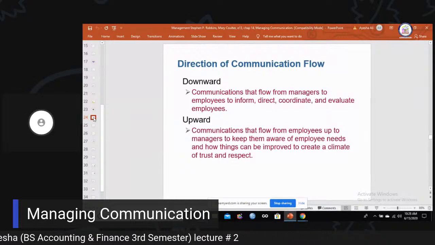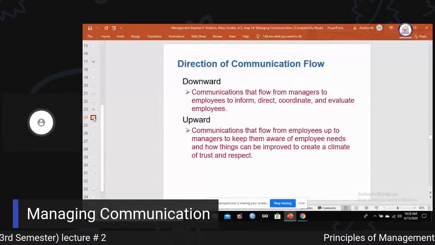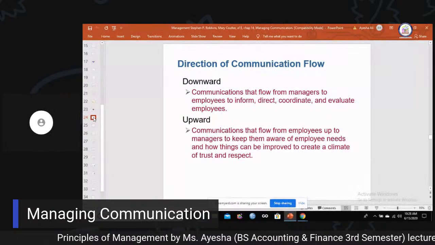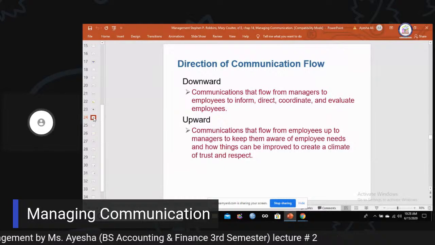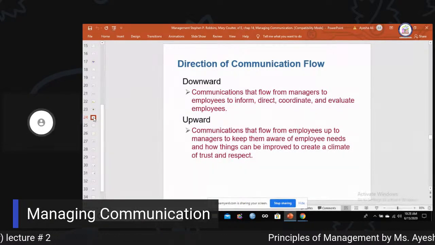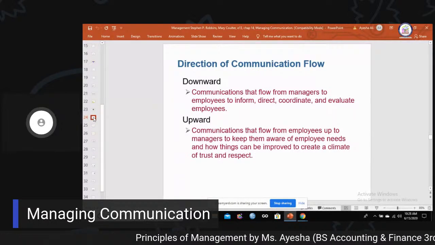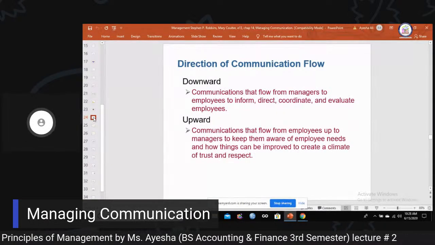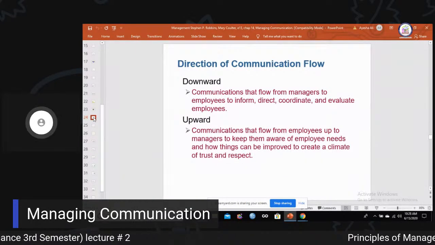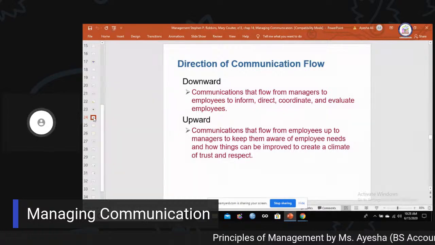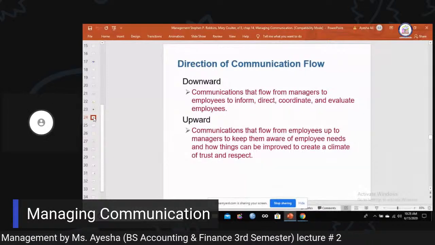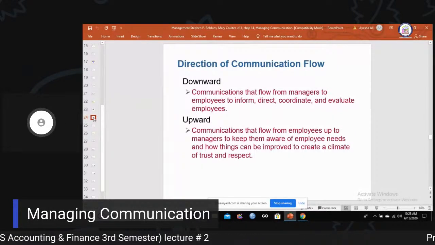The upward communication is the communication which flows from employee to manager. Basically, it's about reports, manager and employee discussions, informal meetings, and suggestion boxes. These are all examples of upward communication, in which the employee, the worker, addresses their issues and problems with their managers, with their executives.